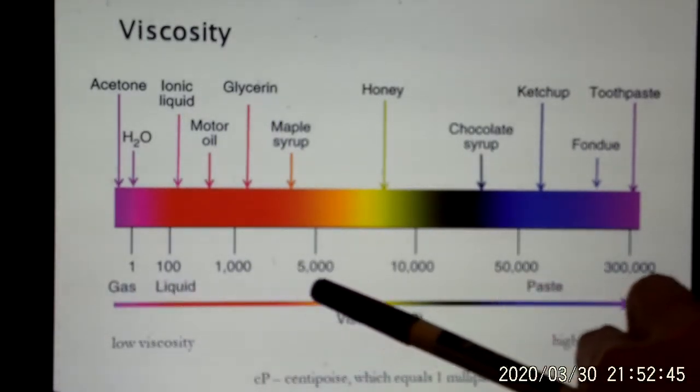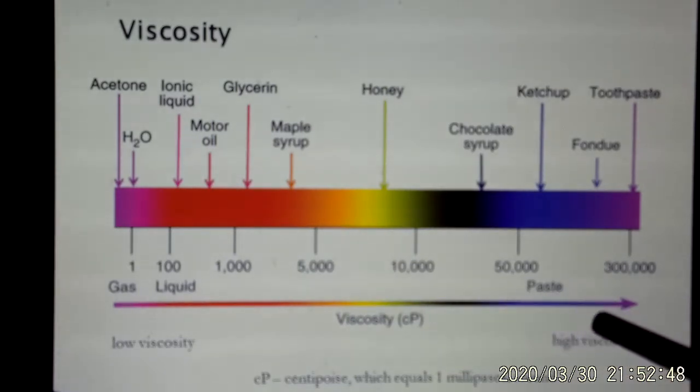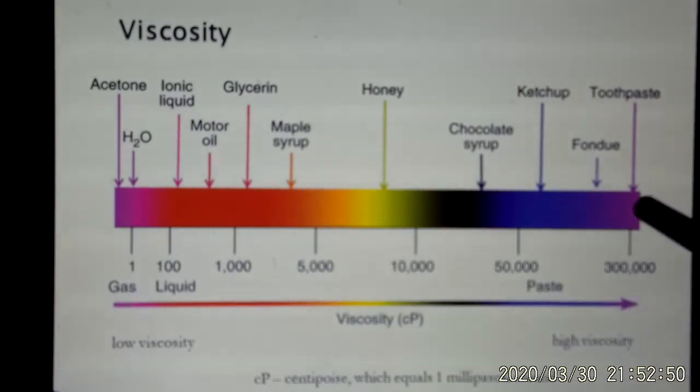As you go into liquids and continue to increase in viscosity, you get to pastes, and they look more like solids. Look at toothpaste, which has 300,000 centipoise, a very highly viscous substance. And look at ketchup, highly viscous, and fondue. So next time you have a nice fondue party, you can be standing there doing a cheese fondue and talk about what the viscosity of the fondue is.